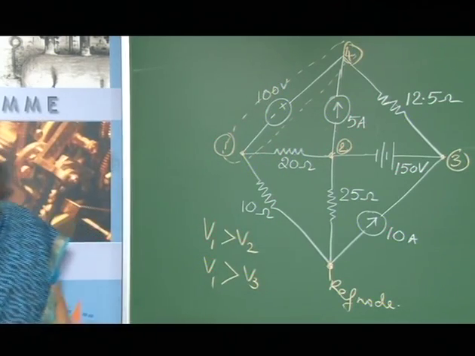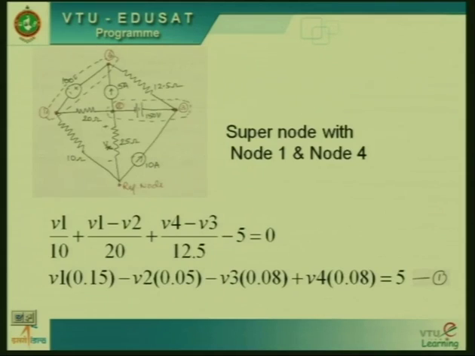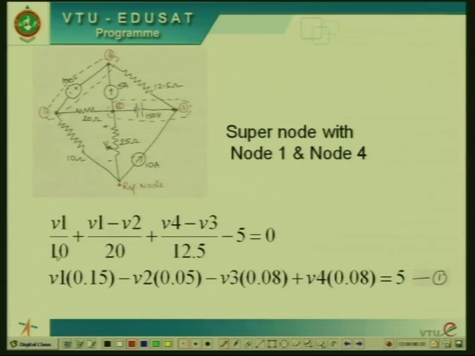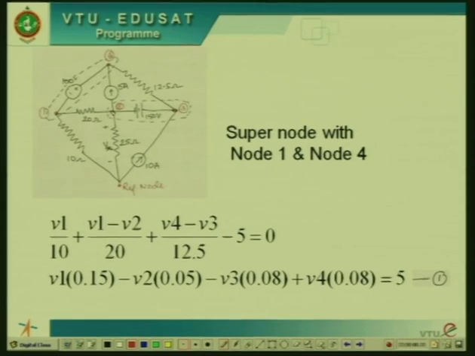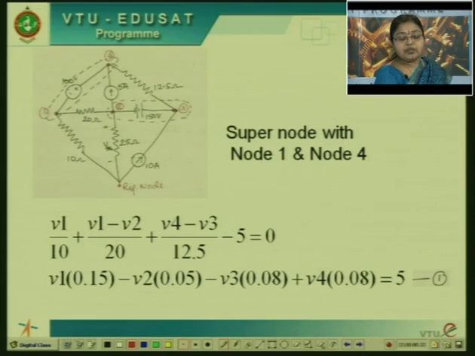Let us see that equation in the PPT. This is the super node equation, node 1 with node 4. If you see the equation, the current flowing through this 10 ohm is V1 by 10. V1 minus V2 divided by 20 is the second one, the current flowing through the 20 ohm resistor. Then V4 minus V3 over 12.5 is the current flowing through the 12.5 ohm resistor. Here there is a current source connected to node 4. This current is entering the node, so it has a negative sign.